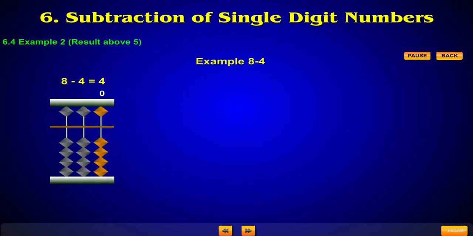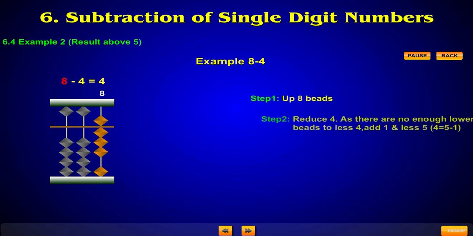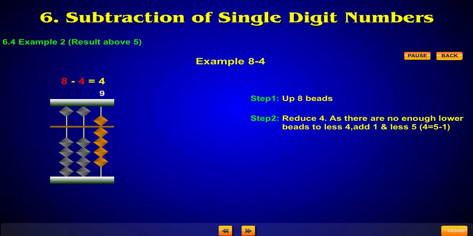Example: 8 minus 4. Step 1. Up 8 beads. Step 2. Reduce 4. As there are not enough lower beads to less 4, add 1 and less 5. That is, 4 equals 5 minus 1. Step 3. Count the beads.